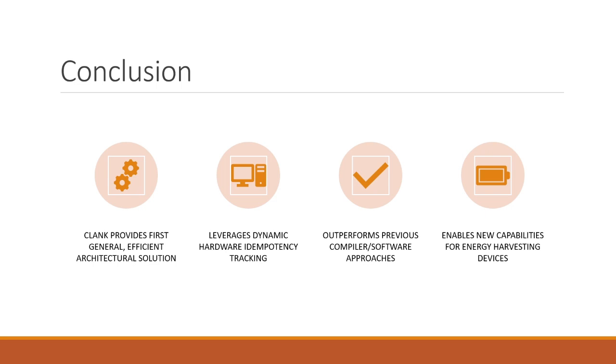Thus, in conclusion, Clank represents a significant advancement in architectural solutions by introducing a novel approach that efficiently leverages dynamic hardware idempotency tracking. Unlike previous methods reliant on compilers and software, Clank outperforms them by harnessing hardware-level mechanisms, leading to superior performance and effectiveness. By dynamically tracking idempotency at the hardware level, Clank offers a more robust and reliable solution, ensuring the correct and efficient execution of programs.